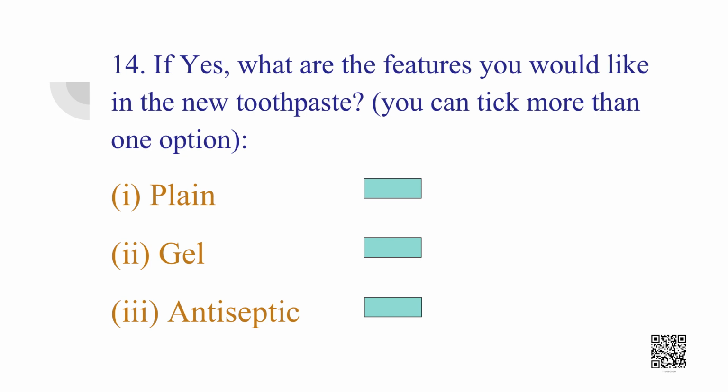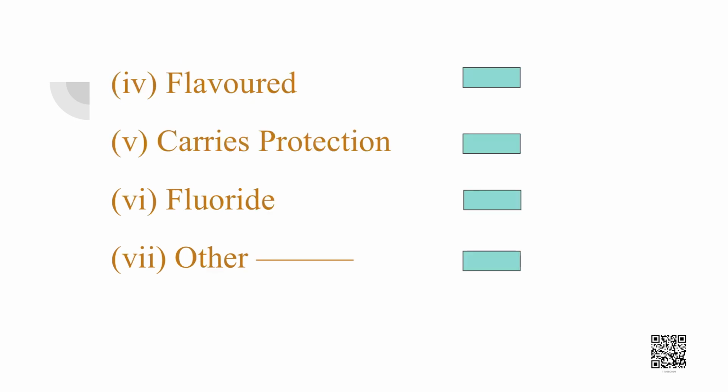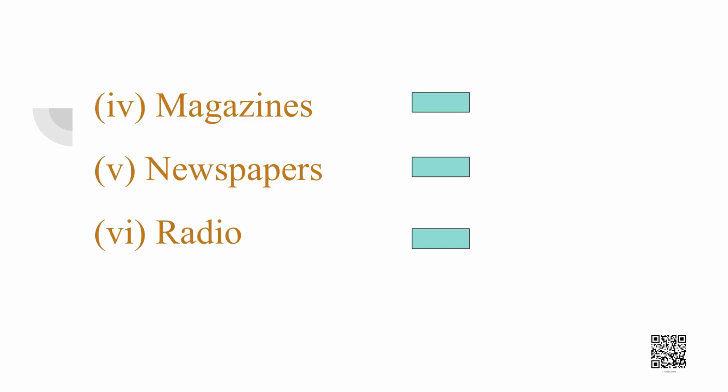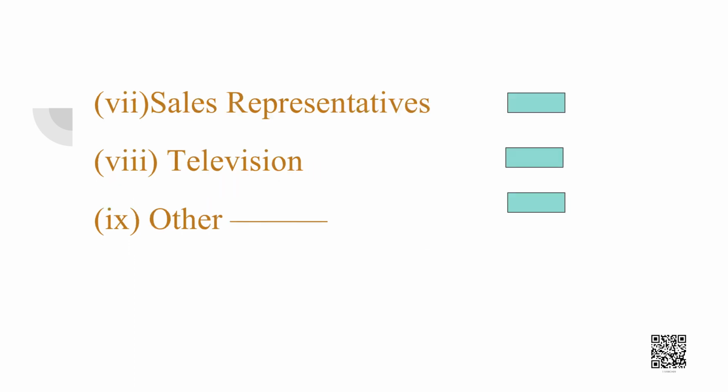It might be plain, gel, antiseptic, flavored, carries protection, it might carry fluoride, or others which can be specified. Then we can also ask them what was the main source of information about the toothpaste that you are currently using. So, it might be an advertisement being played in a cinema hall, or an advertisement displayed in an exhibition, or the internet, a magazine, newspaper, radio, a sales representative who told about that toothpaste, television, or others which might be specified.